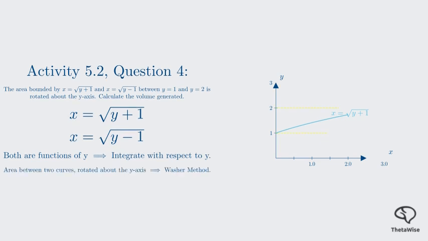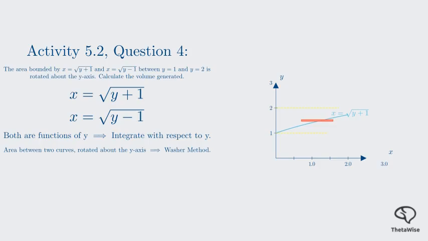Because we are rotating an area between two curves, we must use the washer method. The axis of rotation is the y-axis, and we are integrating with respect to y, so the strip we are conceptually using is perpendicular to the y-axis. The formula for the washer method for y-axis rotation is V equals pi times the integral from c to d of R squared minus r squared dy. Here, R is the outer function and r is the inner function.